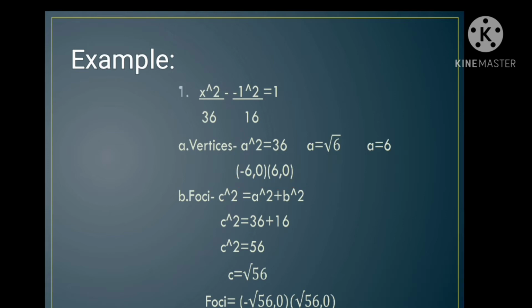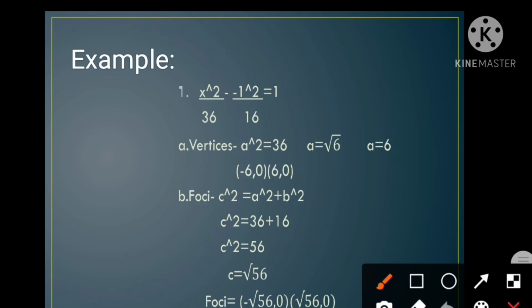Next is the foci. c squared is equal to a squared plus b squared. So c squared is equal to 36 plus 16, so c squared is equal to 52. So we take the square root of both sides, so c is equal to the square root of 52. So the foci are negative square root of 52, 0 and positive square root of 52, 0. So these are the foci.